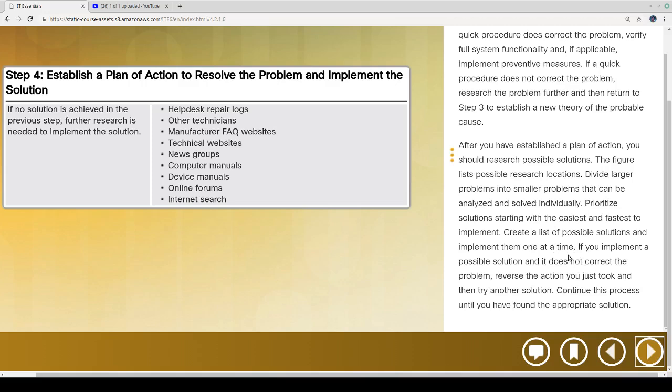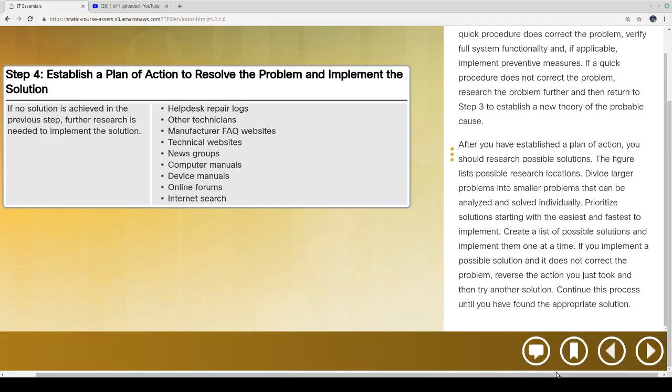If you implement a possible solution and it does not correct the problem, reverse the action you just took, and then try another solution. They're saying like you might have done something for a solution, so you might have to like undo that before you try the next one. That's what we're talking about there. Continue this process until you have found the appropriate solution.